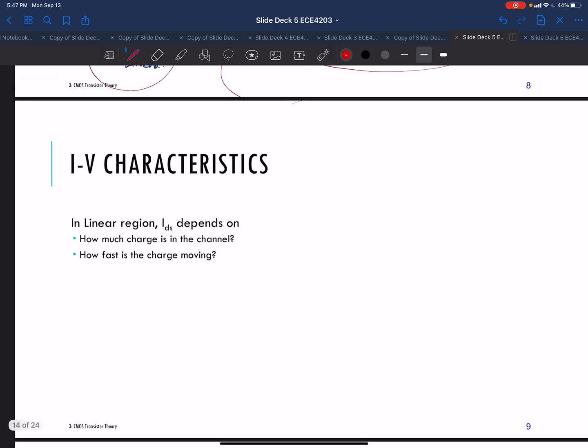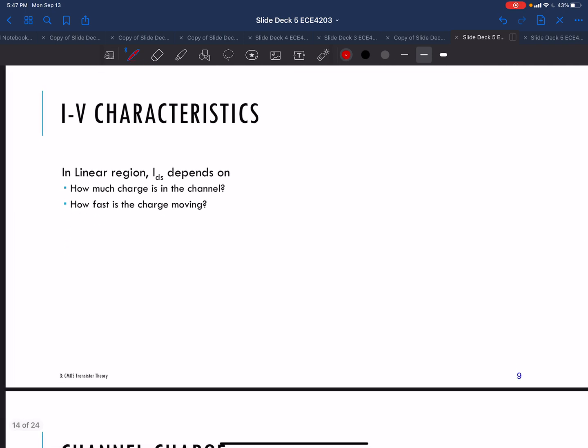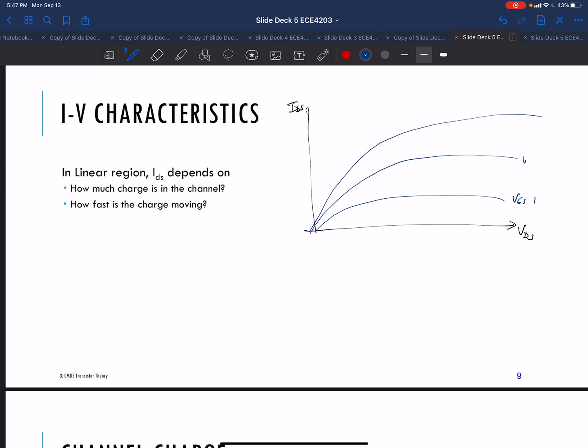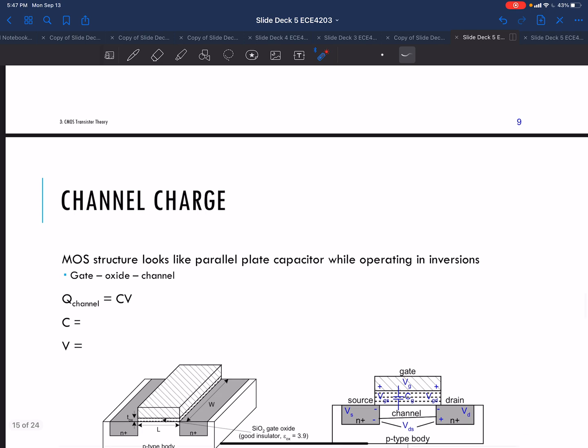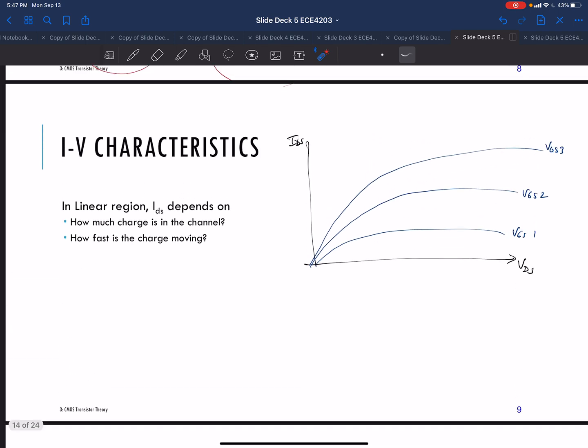Okay, so again, we have this curve of VDS versus IDS, and for various VGSs, VGS1, VGS2, VGS3, we have a family of curves. Now, let's see if we can give a first level quantitative value to what these currents might be. So this is current.